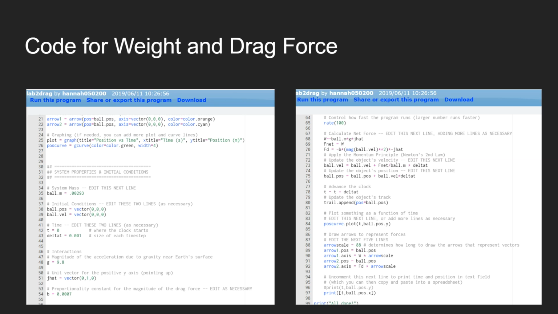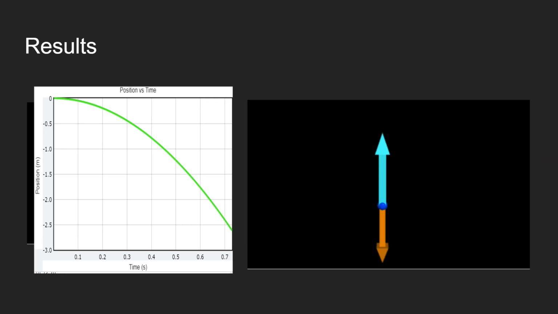The last changes were in the bottom part of the code. We want to represent the forces with arrows. The arrow scale was defined by dividing 2 meters by the magnitude of the gravitational force to determine how long to draw the arrows to represent the vectors. This is the result from the Python code.